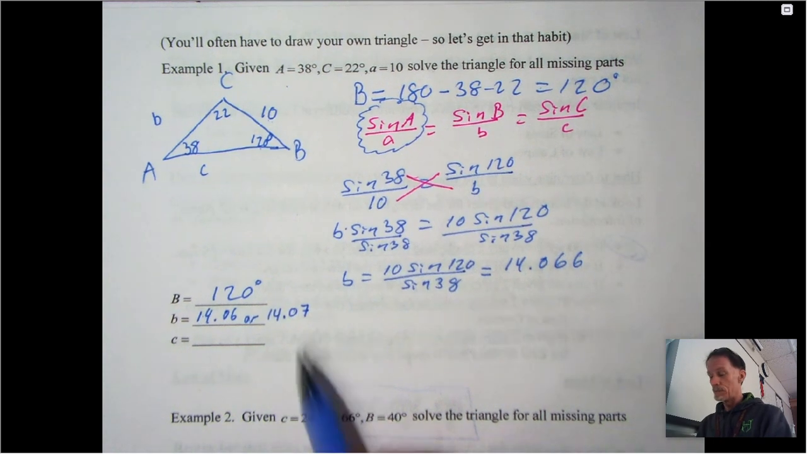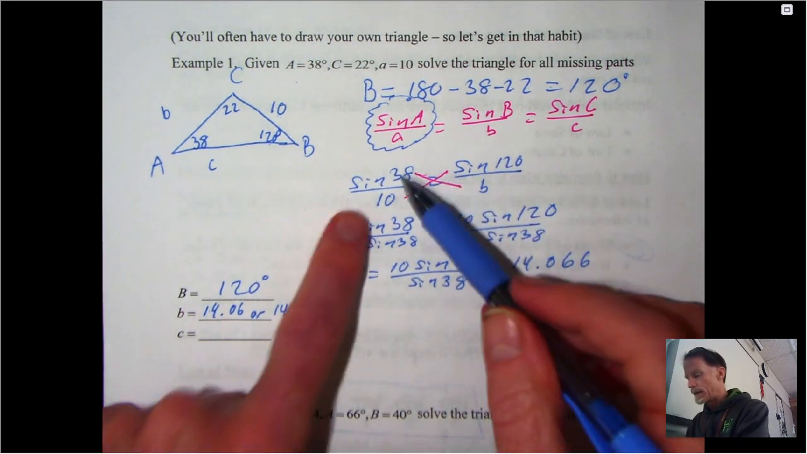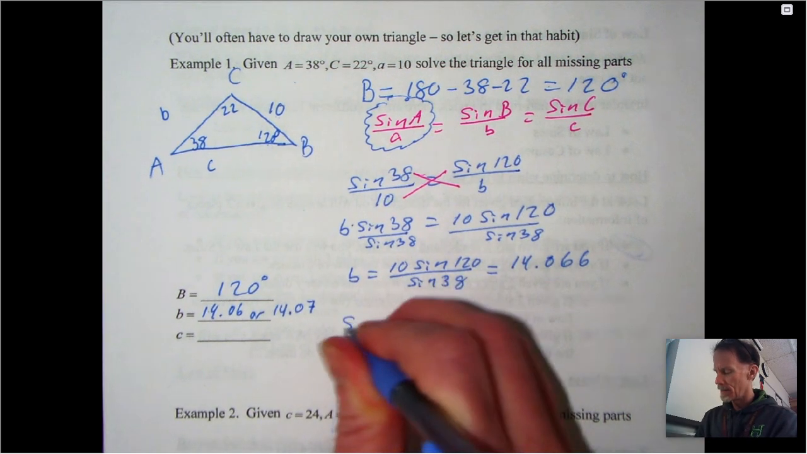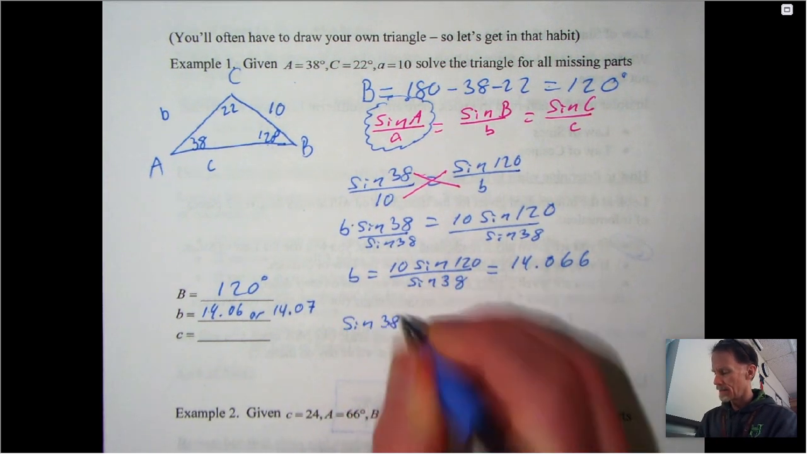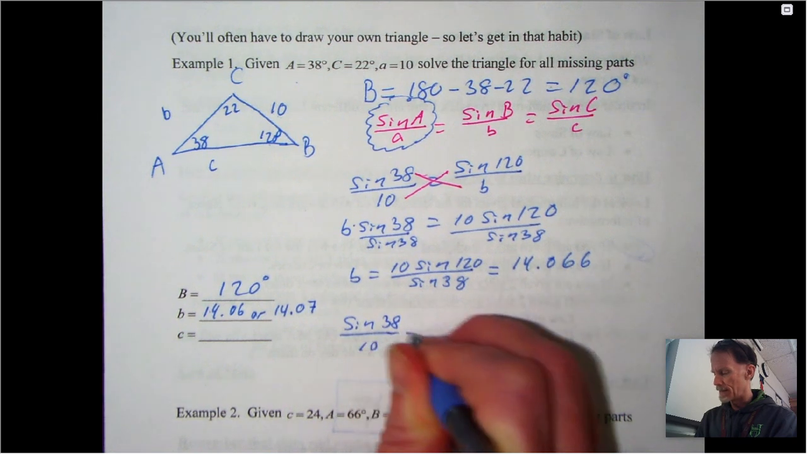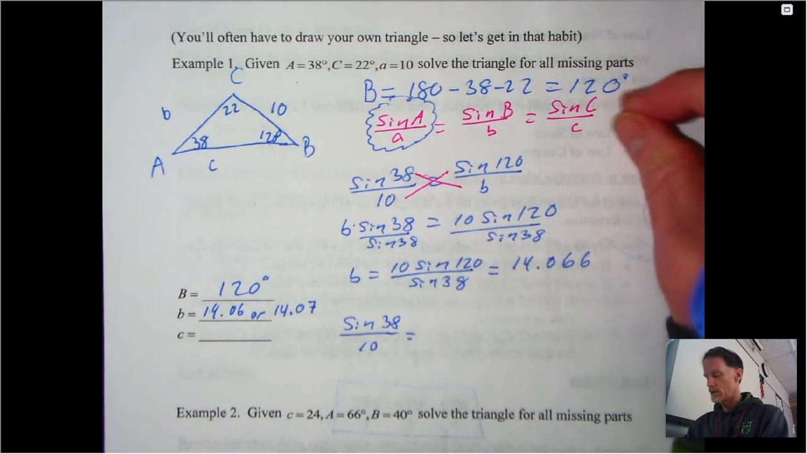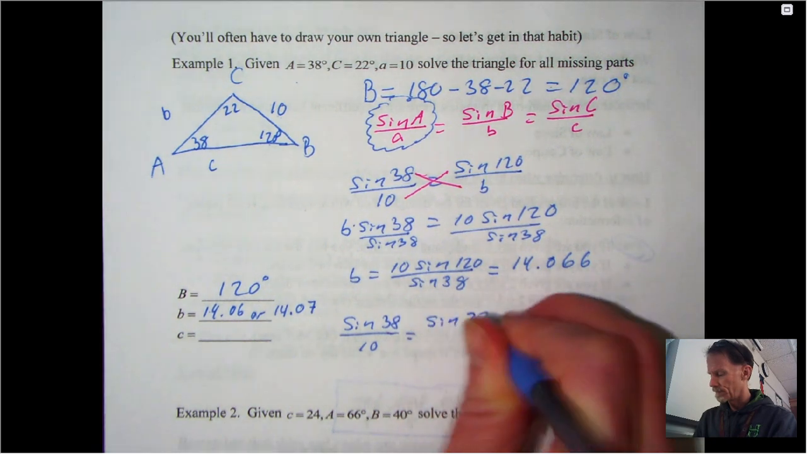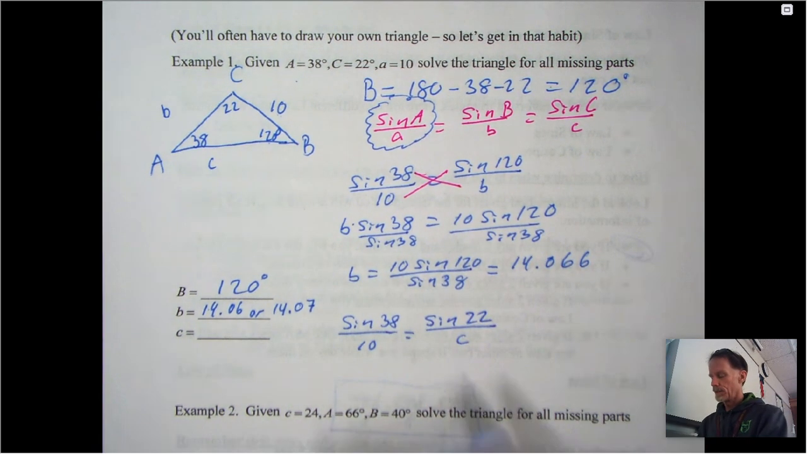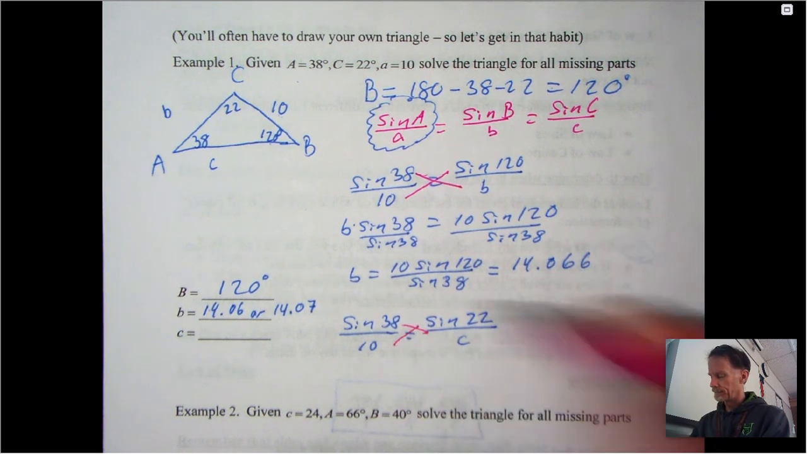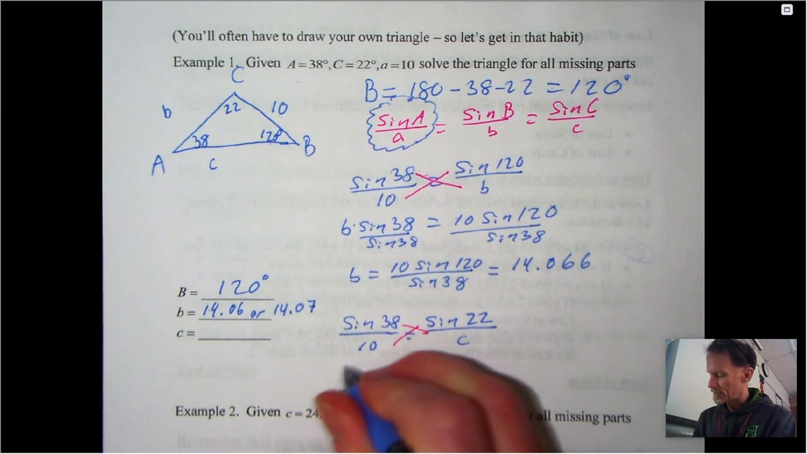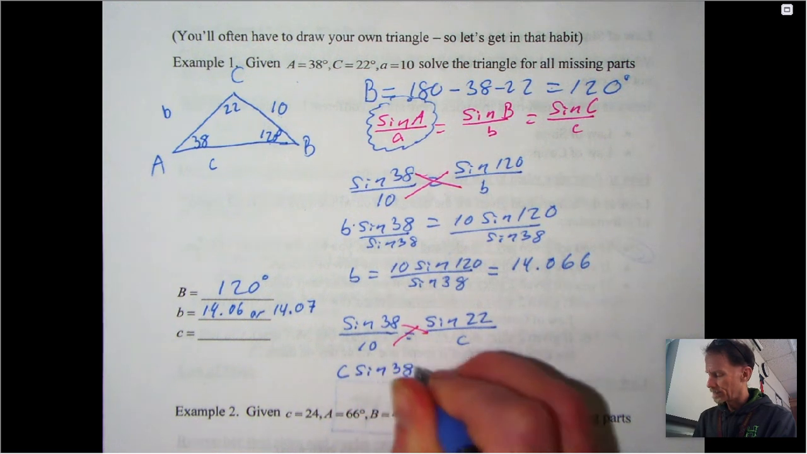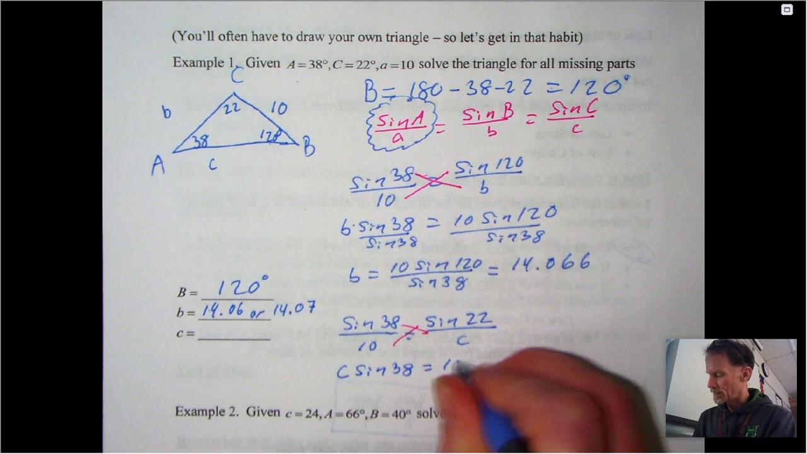And then for side C, we do the same thing. So again, now we stick with what we know, right? So we still stick with the sine 38 over 10. But now we do the C ratio. So now it's sine 22 over little c. You do the cross multiply and divide thing. And we have C sine 38 equals 10 sine 22.